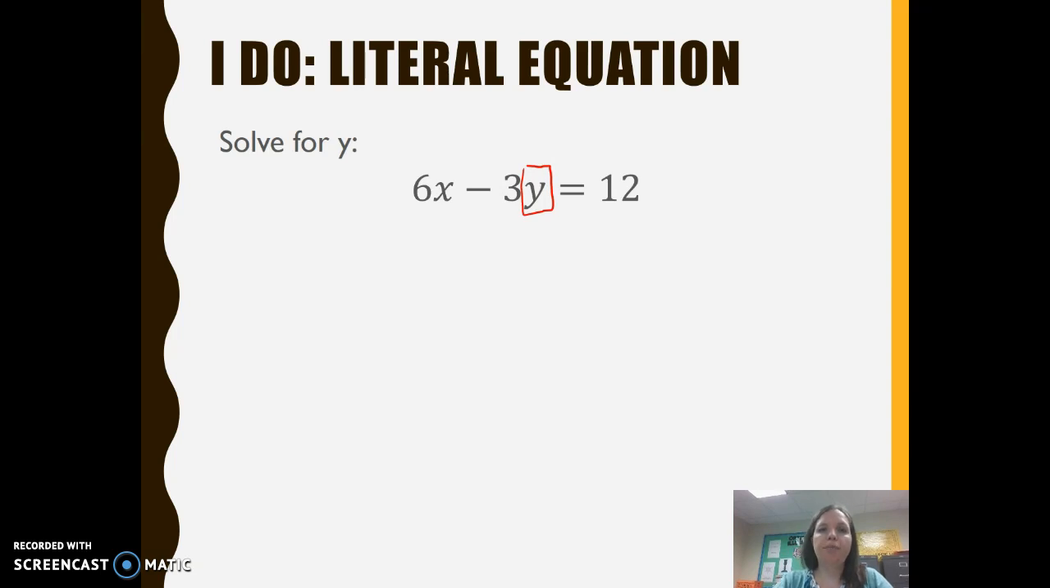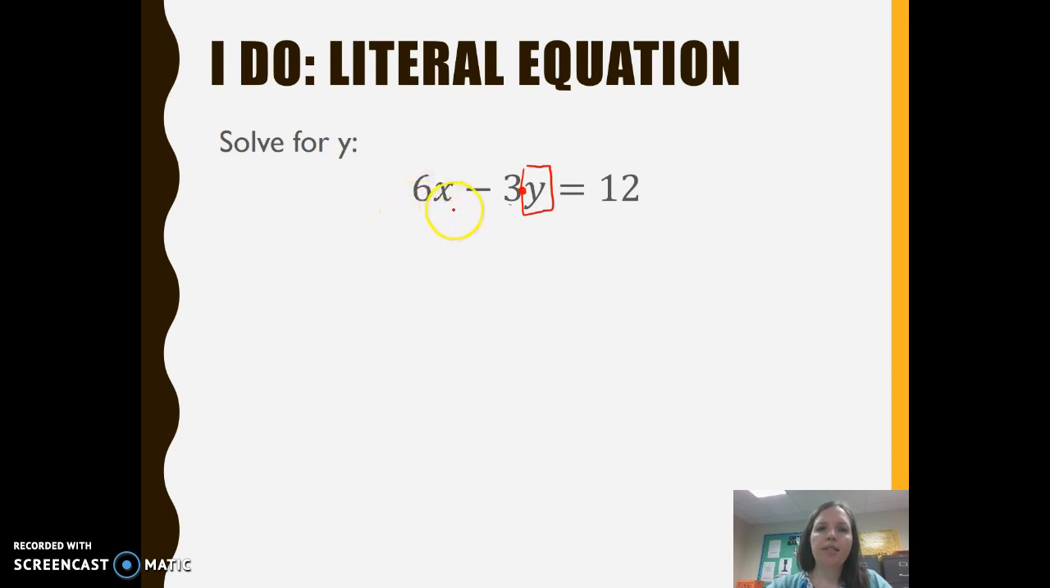So think about what's happening to y here to figure out what operations we're going to do and undo. If you look at the y, if I took a number and I plugged it in for y, what's the first thing that would happen? We would multiply it with this 3. The next thing that would happen to it is we would combine it with the 6x. So if I'm going to get y alone, I want to do the opposite order of operations and undo. So this 6x, I need to get rid of first.